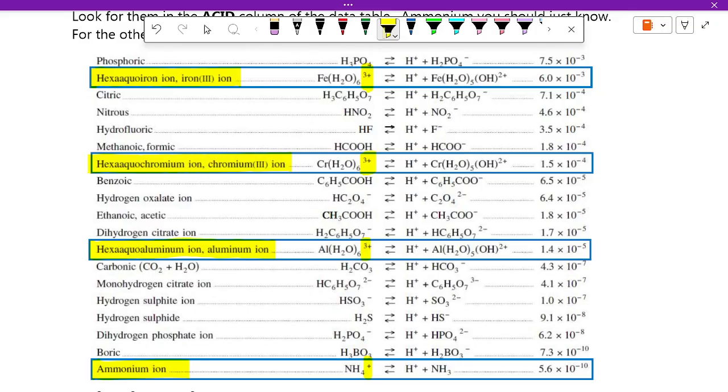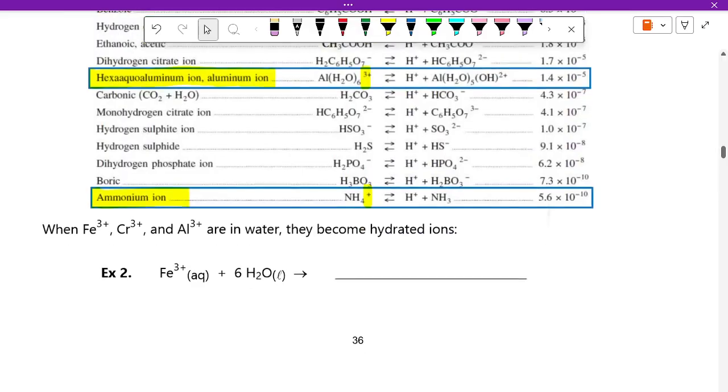Now, how on earth do iron and chromium and aluminum manage to donate protons, which they must do if the solution becomes acidic, because they, just like any other metal, do not have protons? Well, they become hydrated ions. So what happens is we end up with a structure that we write like this: Fe(H2O)6 3 plus, aqueous.